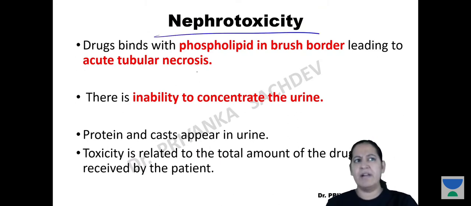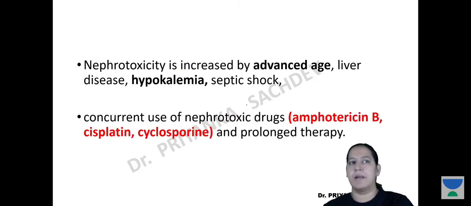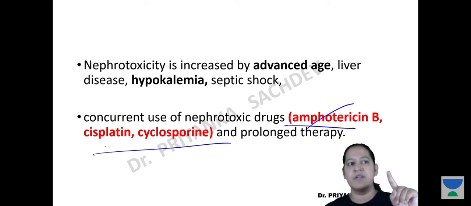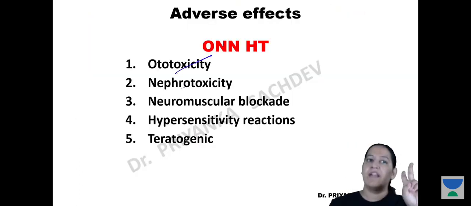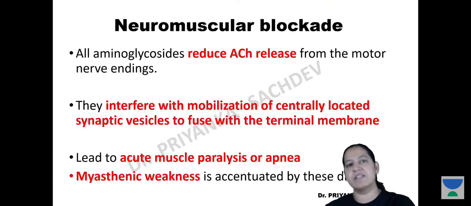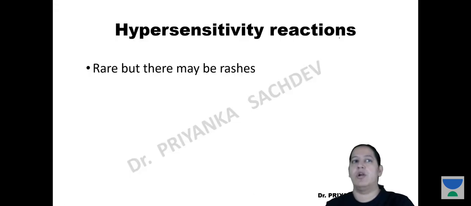It will kill the brush border of the kidney and that is reversible. So never give an aminoglycoside with other drugs which are nephrotoxic, like amphotericin B, cisplatin and cyclosporin. So that is the thing. Ototoxicity is done, nephrotoxicity is done. Because of neuromuscular blockade, the patient will have weakness, because of decreased release of acetylcholine at the neuromuscular junction.